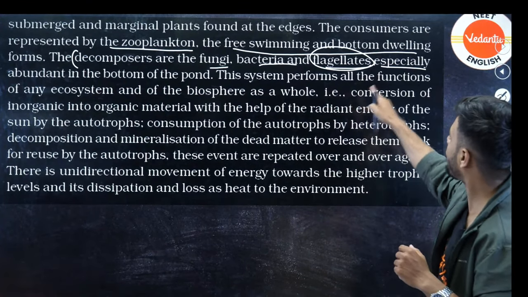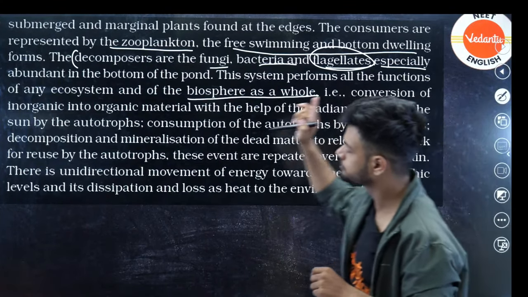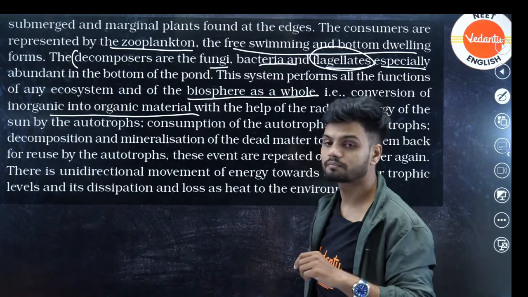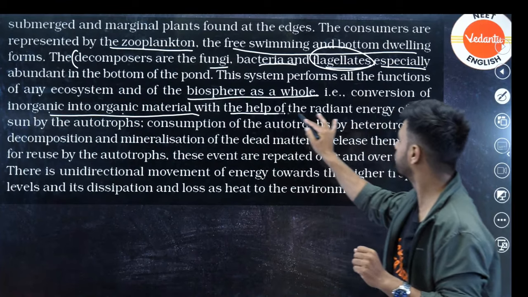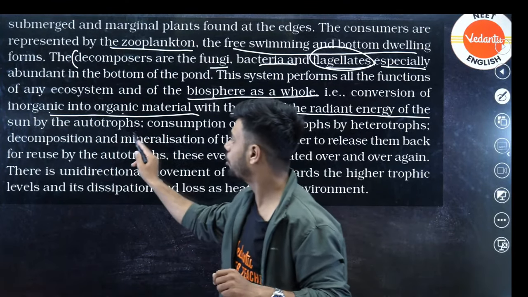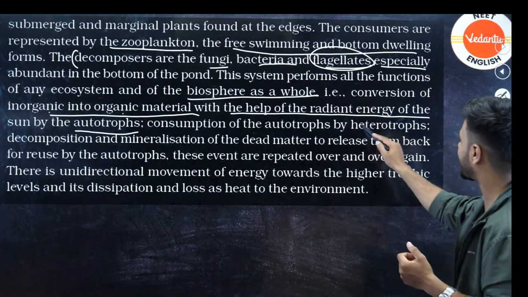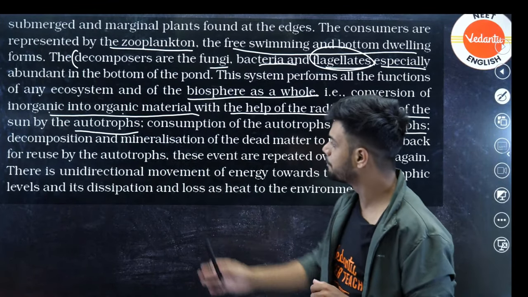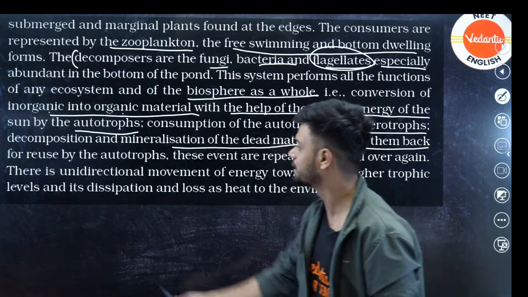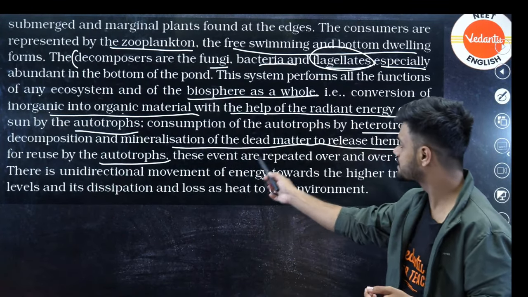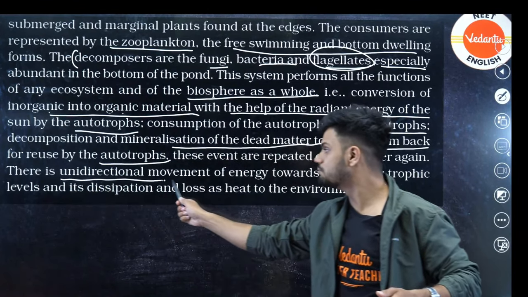Now, this system performs all the functions of an ecosystem and of the biosphere as a whole. The conversion of inorganic to organic is photosynthesis, with the help of radiant energy of the sun by the autotrophs. Obviously, all autotrophs will do the photosynthesis. Consumption of the autotrophs by the heterotrophs, that is your zooplanktons. Decomposition and mineralization of the dead matter to release the nutrients back, that is, nutrient cycling is happening for reuse by the autotrophs. These events are repeated over and over again. There is unidirectional movement of energy.